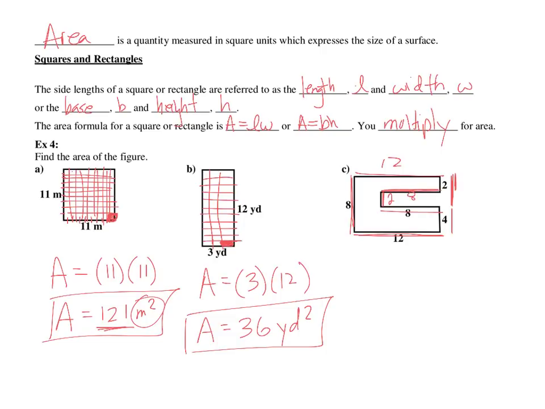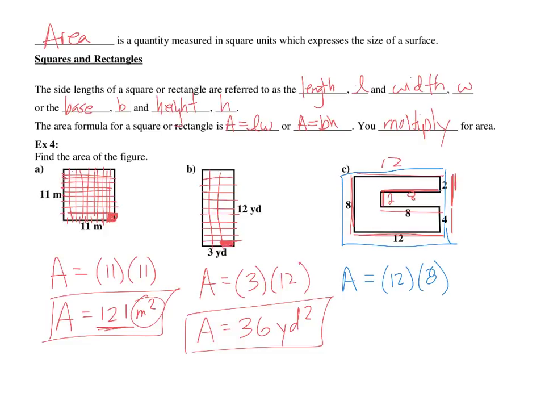Now if I want to figure out the area, what am I going to do? Now there's different ways to approach this problem. I'll show you two ways. The most basic way is to imagine this as one solid block. So the area is equal to, well, what's the area of the whole block? It's 12 times 8.